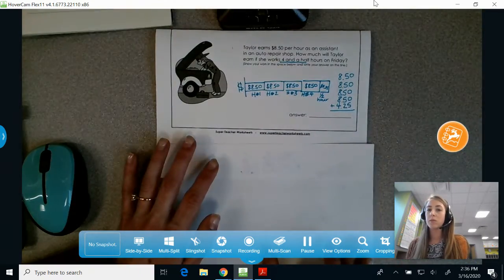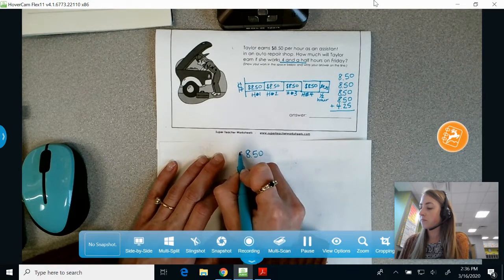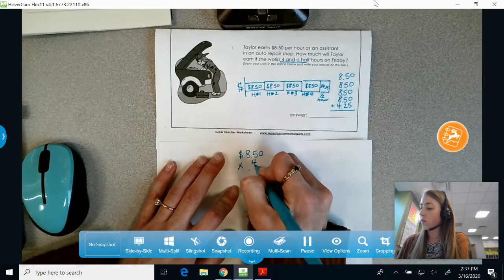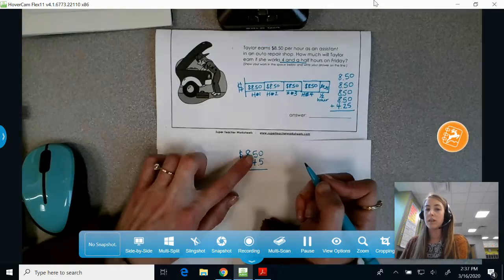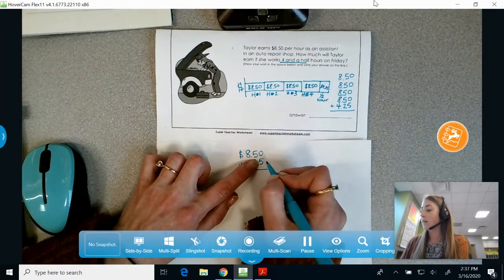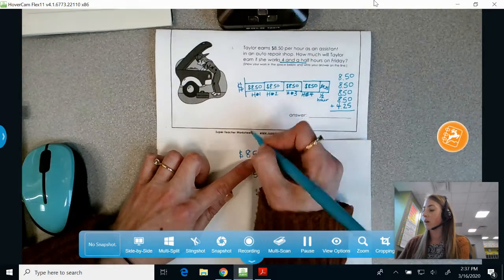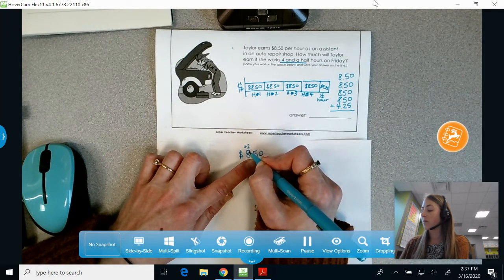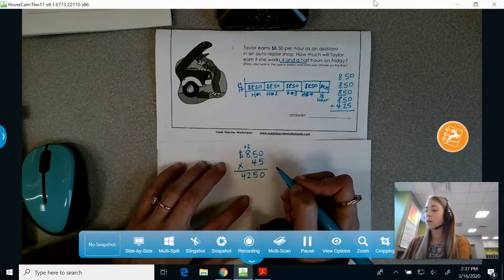If you're ready to use multiplication, I can go ahead and do $8.50 times 4.5. Remember that 0.5 is the same as a half. So once again, I'm going to cover up that 4 because I'm only focusing on my ones. 5 times 0 is 0. 5 times 5 is 25. I'm going to carry that 2. 5 times 8 is 40. Plus 2 is 42. Now I'm ready to move on to my tens place.